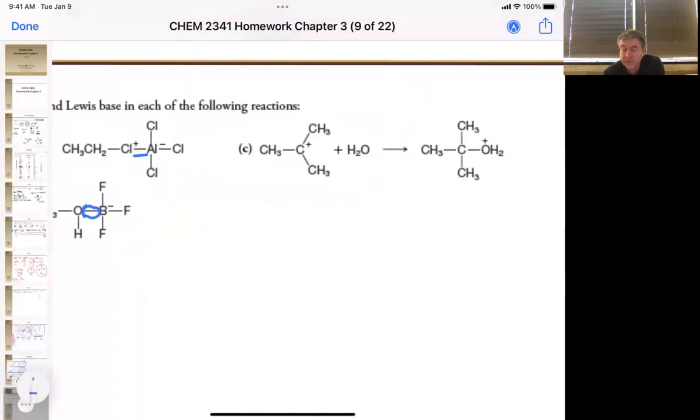So let's look at this one. That one's going to be interesting. So we have a new carbon-oxygen bond. So if we put lone pairs on this oxygen, these lone pairs are the ones that are going to come here and make that new bond with carbon, and therefore this is the Lewis acid because it's accepting those electrons. This is the Lewis base because it's donating the electrons to make that new sigma bond.